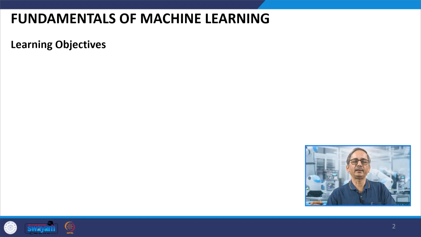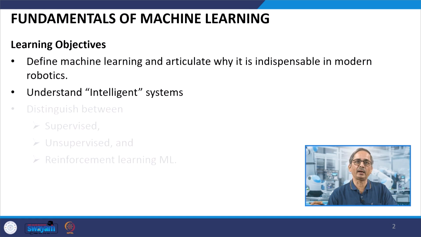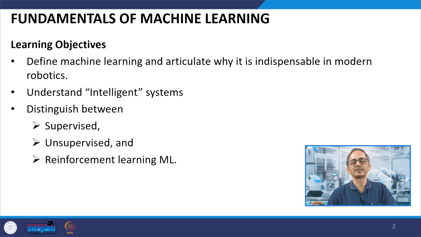Today we are going to discuss machine learning, a very important topic in AI. The learning objectives of this lecture are that you will be able to understand machine learning and why it is necessary for modern robotics. Then you will understand what intelligent systems are, and you will be able to distinguish between the three important types of machine learning, say supervised, unsupervised and reinforcement learning.